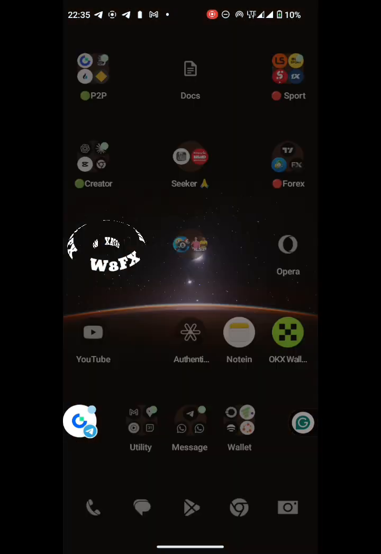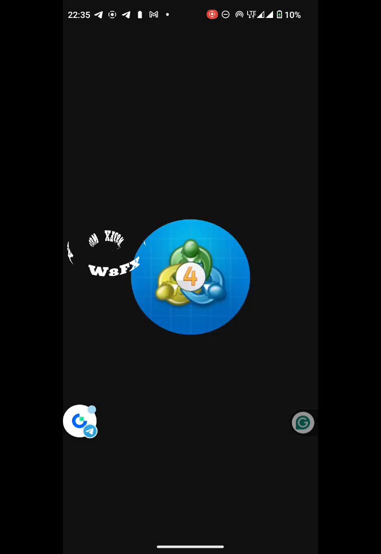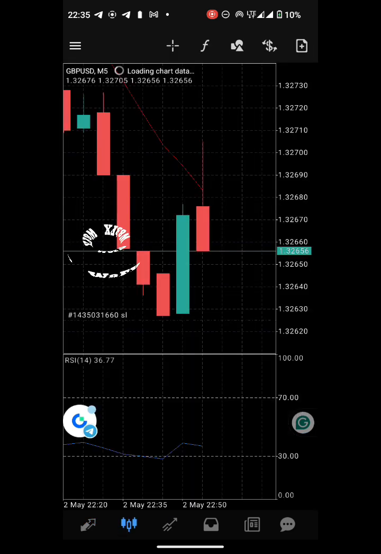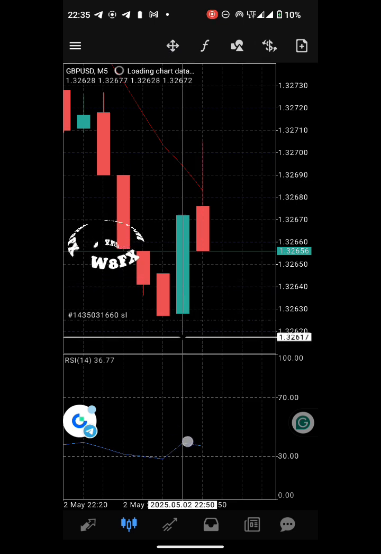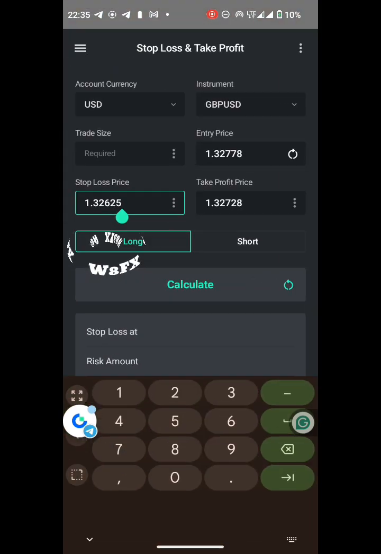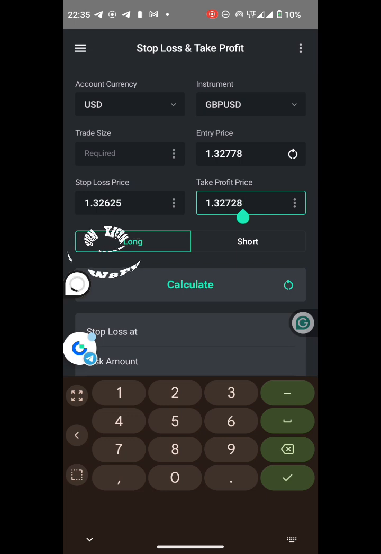Okay, this is TradingView, let me just open it. This is just a demo account for the video purpose. If we are buying, our stop loss will be below the entry price. So let's say the stop loss is 1.32625. It's already there, 1.32625. Good. So our take profit, let's just select, let's use this.